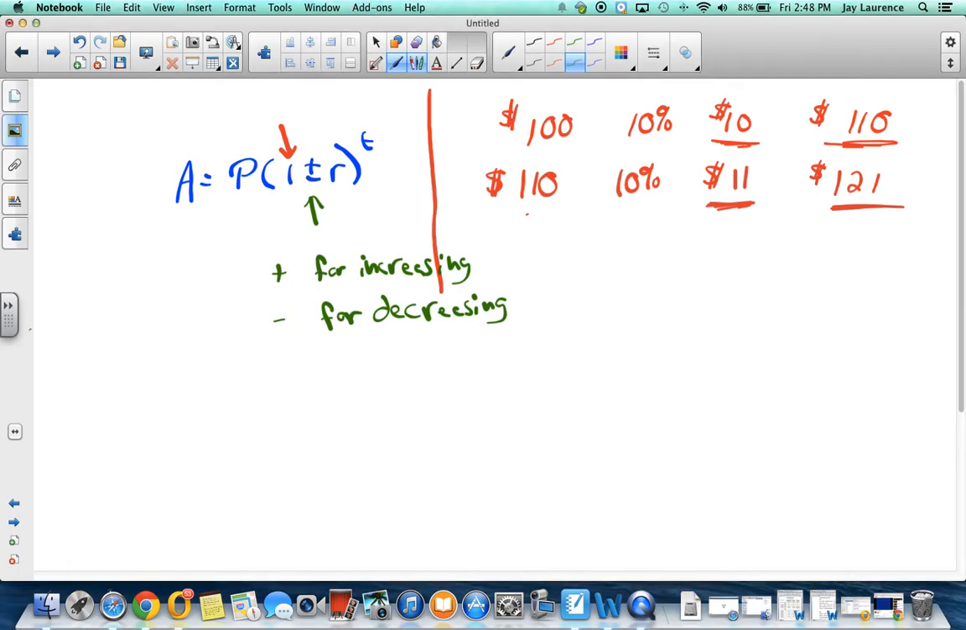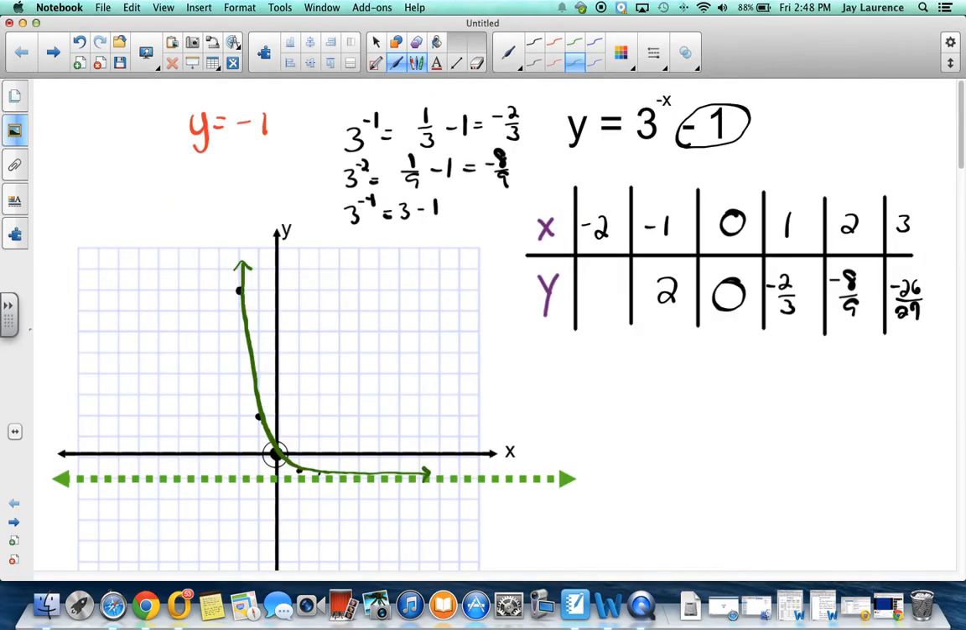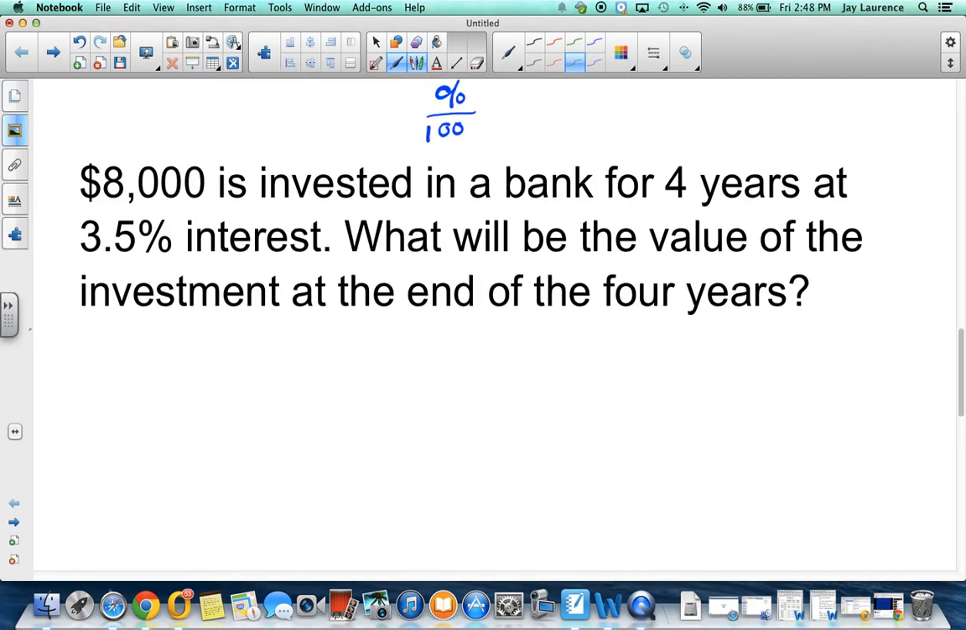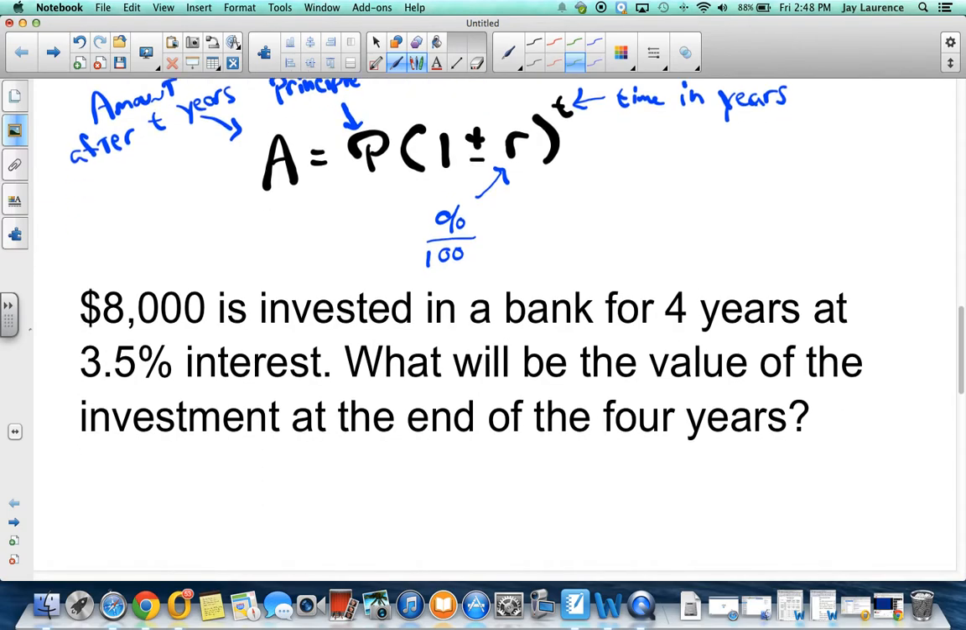So let's go back to this problem here. It says $8,000 is invested in the bank. Well, $8,000, that's P. That's the amount that we start with. In the bank for 4 years. That's T because it's in years. If it wasn't in years, if they told me a certain number of months, I'd have to convert it to years, okay? At 3.5% interest.